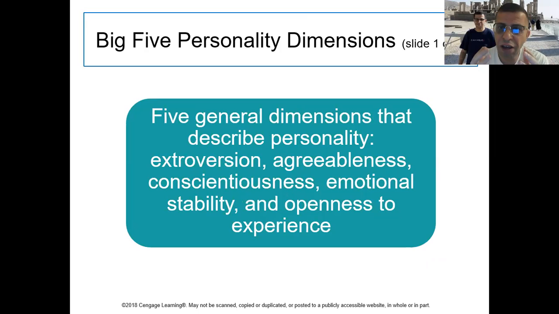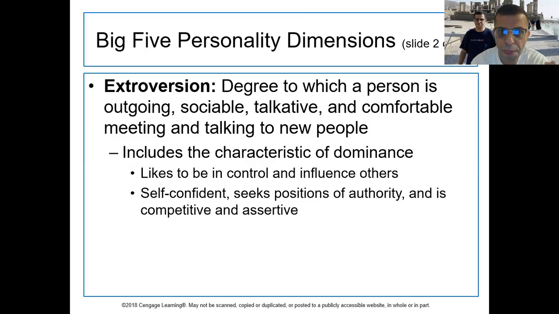Now, the Big Five personality dimensions are the five general dimensions that describe personality: extroversion, agreeableness, conscientiousness, emotional stability, and openness to experience. These are five different personalities.